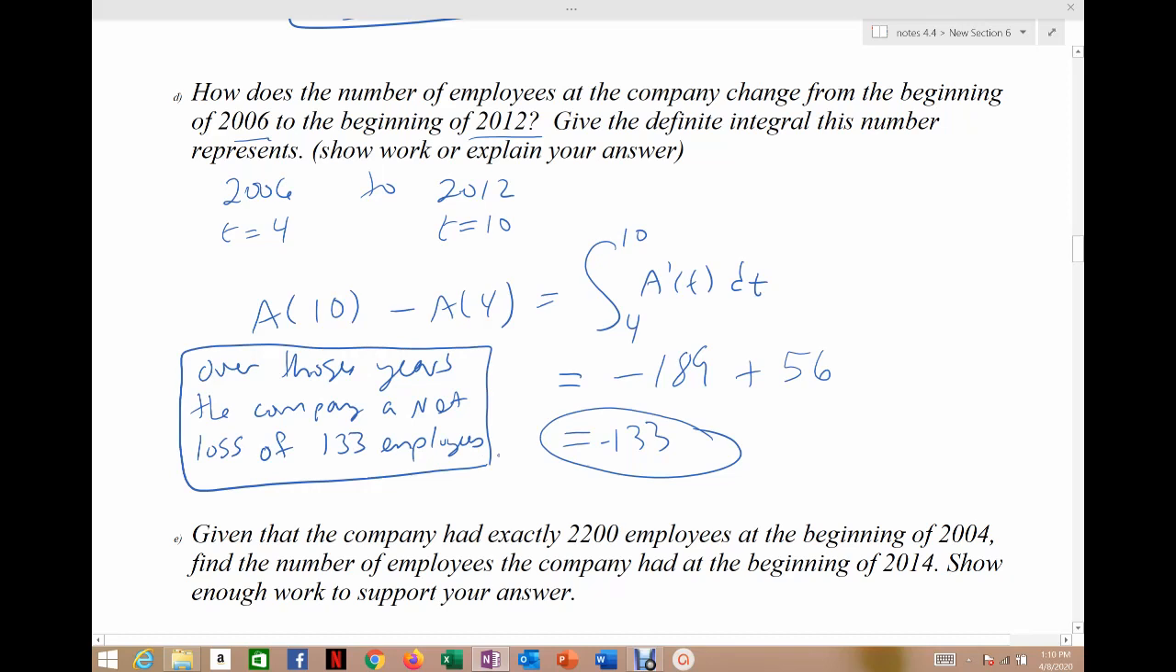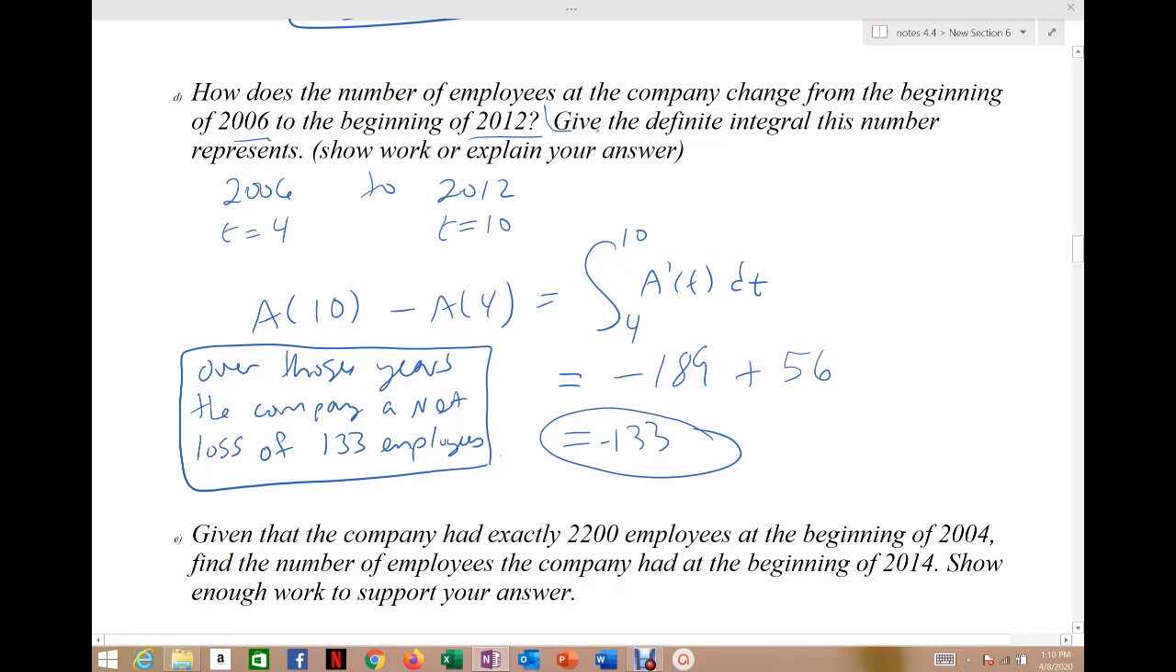All right, over those 6 years. Now, it was really the first few years where they lost the employees and the last couple of years where they got to gain a few back. But over all of them, the net loss between the 4th year and the 10th year of the study was a loss of 133 employees.